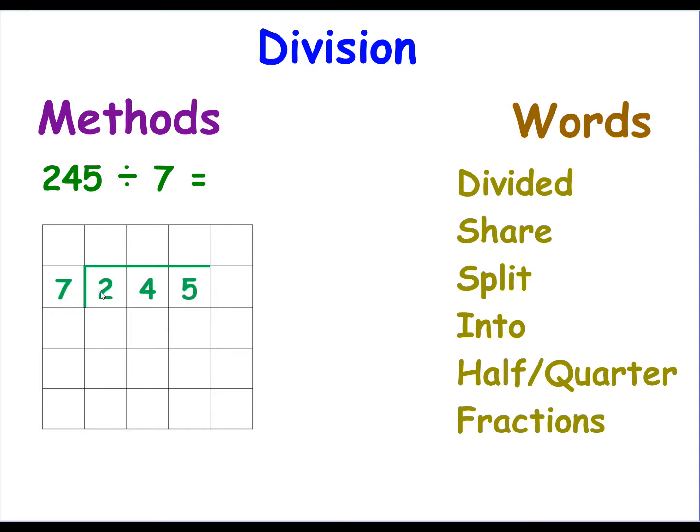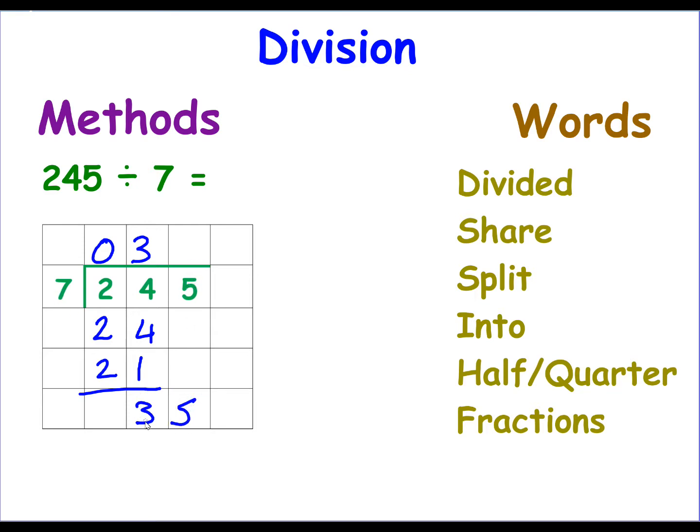So does 7 divide into 2? Well, no, it doesn't. So we have to carry the 2 down. We then bring the 4 down. Does 7 divide into 24? Yes, it goes into 24 3 times. So 3 times 7 is 21. Carry the 3. Now we have a 5 to bring down.